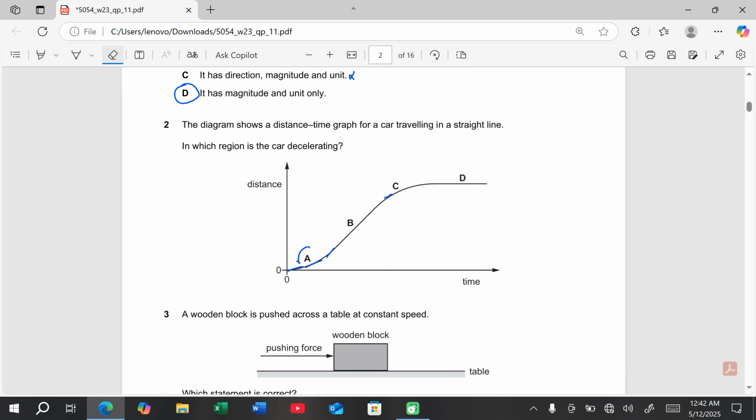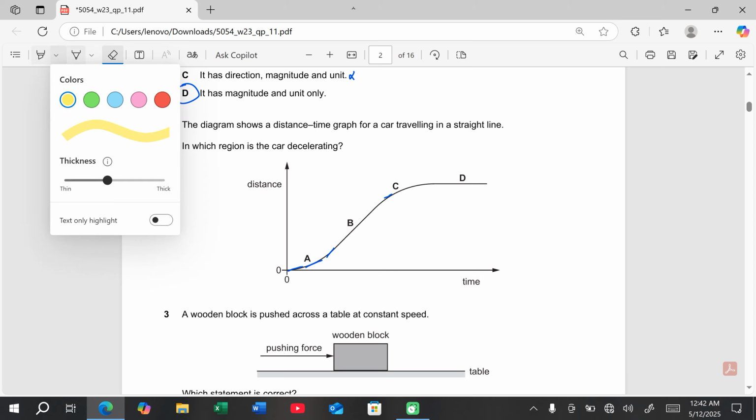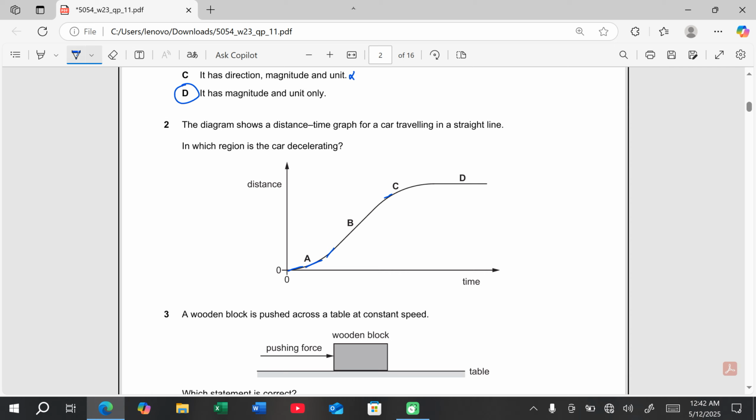About B, it is staying constant velocity because the gradient is staying constant, while in C the gradient is decreasing. Since it's decreasing, it means the velocity is decreasing. Whenever the velocity is decreasing, it's always decelerating. In D it is not moving, so the object is at rest.